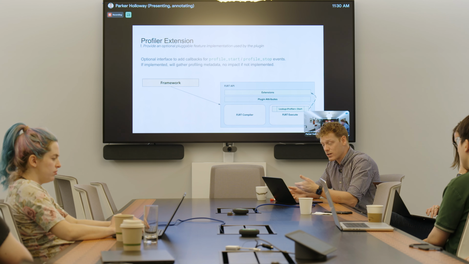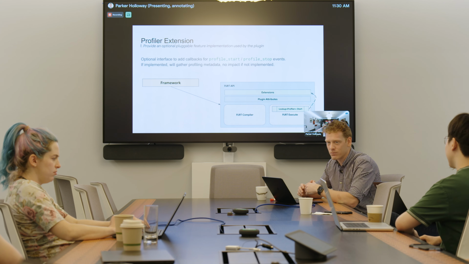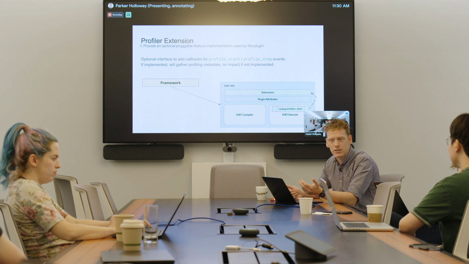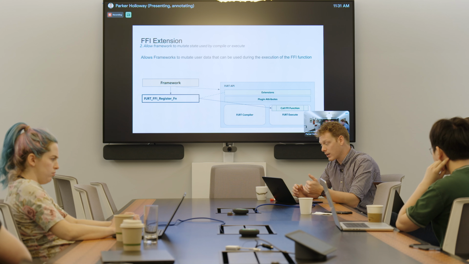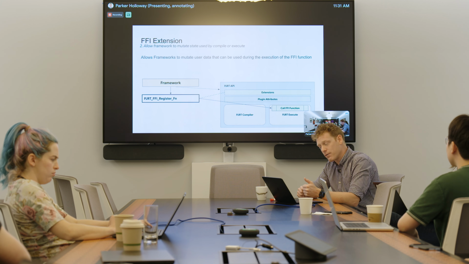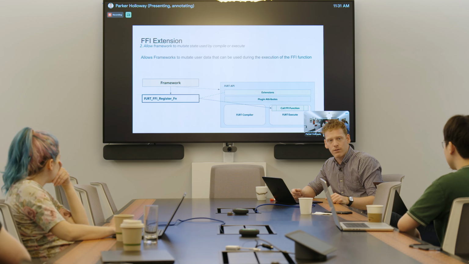If the extension is implemented, then we have access to this. And if the extension is not, then there's no impact. It's optional. It's not part of the core API. The FFI extension is where we're allowing the framework to mutate state. The framework is mutating the user data that the FFI function has access to during the execution call. So these are not inputs that we're calling into for the graph in general, but it's data that's available to the FFI function.